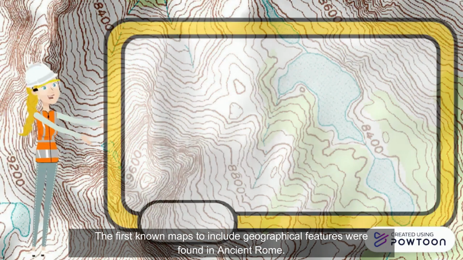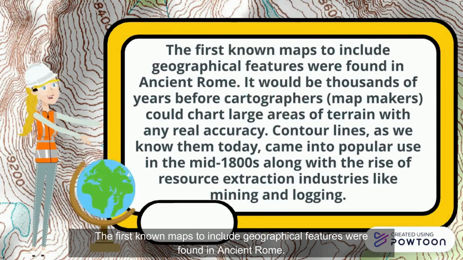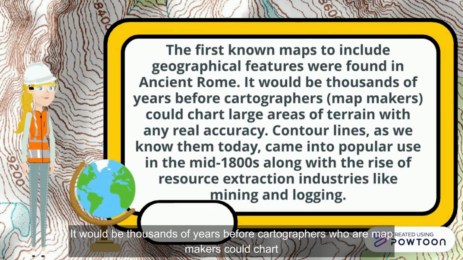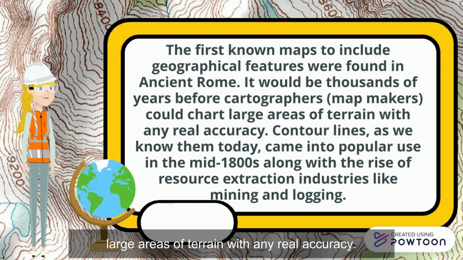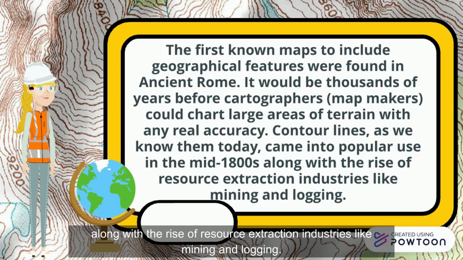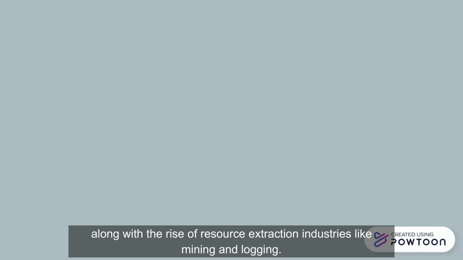The first known maps to include geographical features were found in ancient Rome. It would be thousands of years before cartographers, who are map makers, could chart large areas of terrain with any real accuracy. Contour lines, as we know them today, came into popular use in the mid-1800s, along with the rise of resource extraction industries like mining and logging.